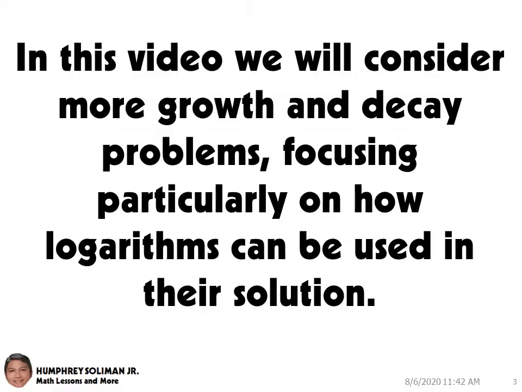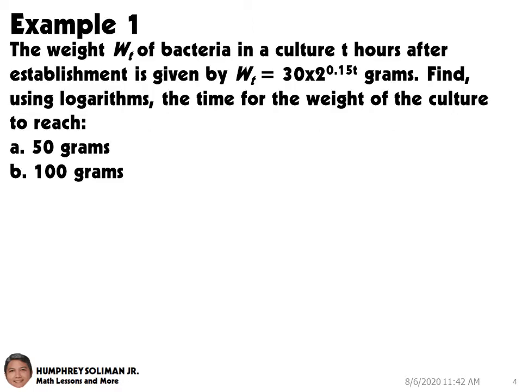In this video, we will consider more growth and decay problems, focusing particularly on how logarithms can be used in their solution. Let's start with example number 1. The weight of bacteria in a culture, t hours after establishment, is given by Wt equals 30 times 2 raised to 0.15t grams. Find, using logarithms, the time for the weight of the culture to reach letter A, 50 grams, and letter B, 100 grams.